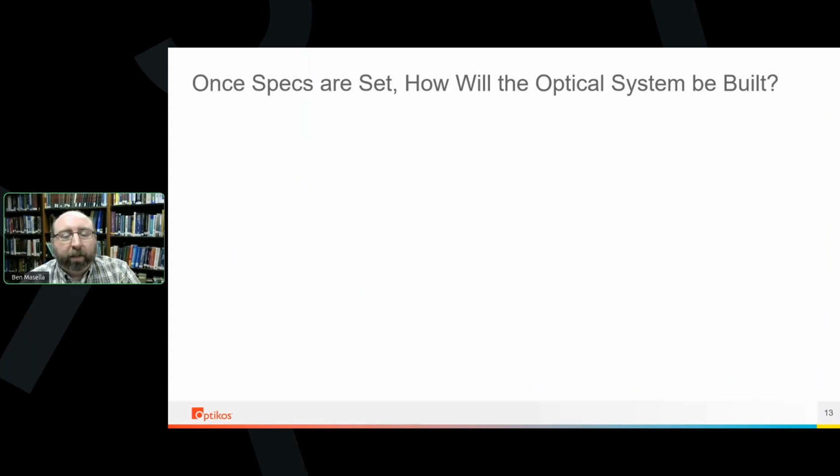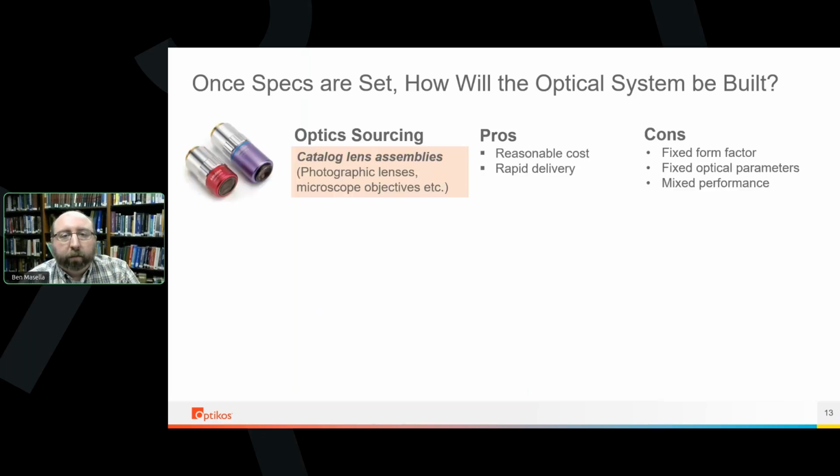So once we've gone through all the first order requirements and decided how well this lens has to perform, what are the options for building a lens like this or an optical system? First, we could source catalog lens assemblies. This is often the lowest cost option, or a reasonable cost at least. And since we can rely on certain vendors to have stock of objectives, tube lenses, things like that, photographic lenses, the delivery tends to be relatively quick.